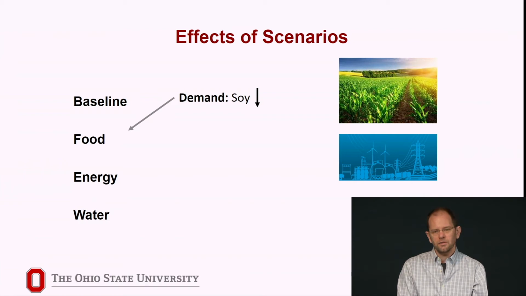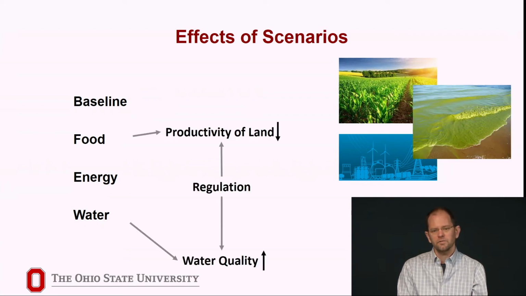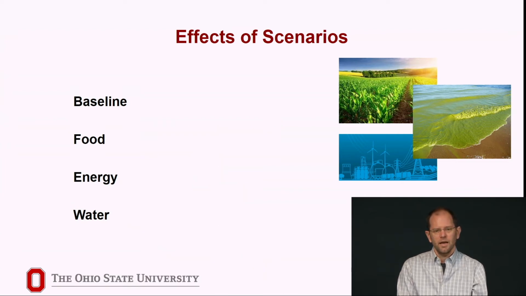An event could also affect two or more of the systems, such as restrictions on fertilizer application that is intended to reduce the environmental consequences of runoff. Such regulation might reduce harmful algal blooms, but it could also affect the productivity of farmland. And events can have effects that propagate through the systems.